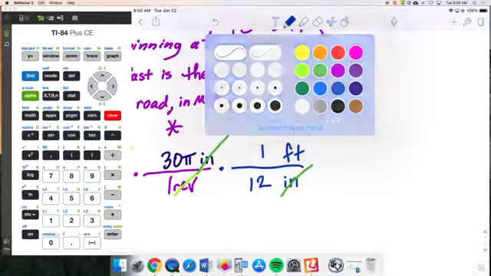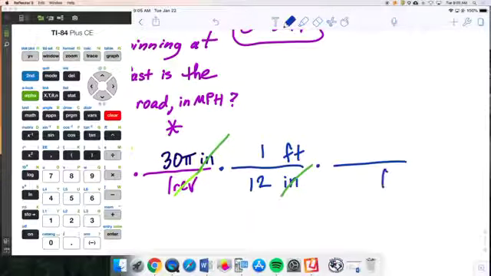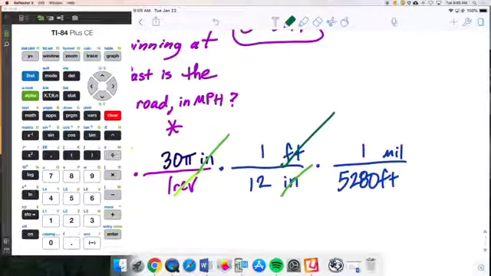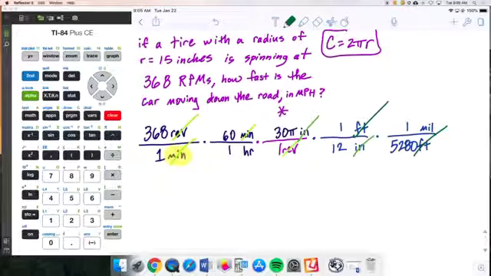So now we just convert from feet to miles. And this is the one we should know. If you don't know it, memorize it. 1 mile is 5,280 feet. And then one last time, your feet divide out, and you take inventory of your resulting units: you have miles in the top and hours in the bottom.